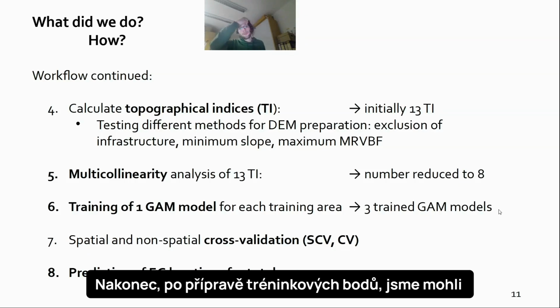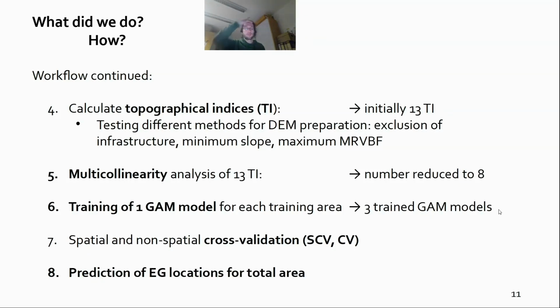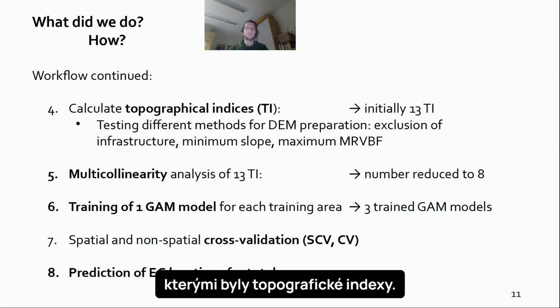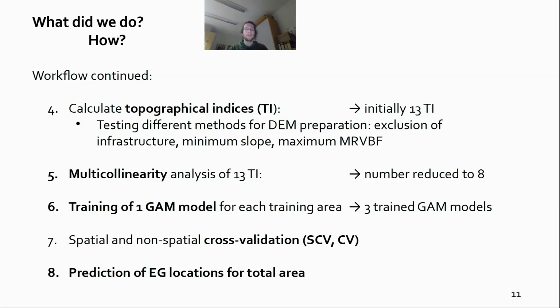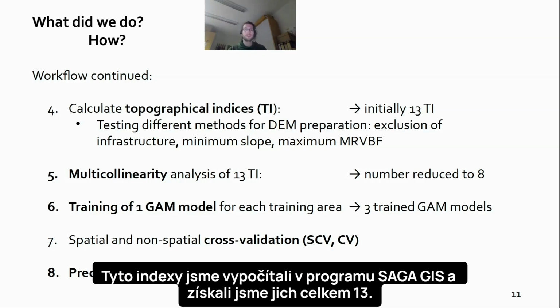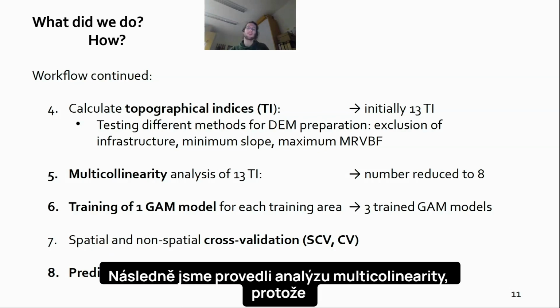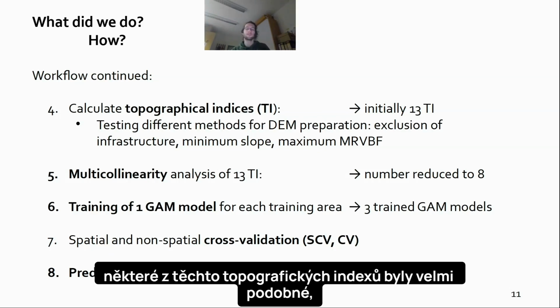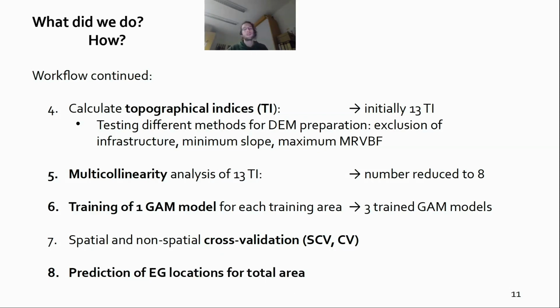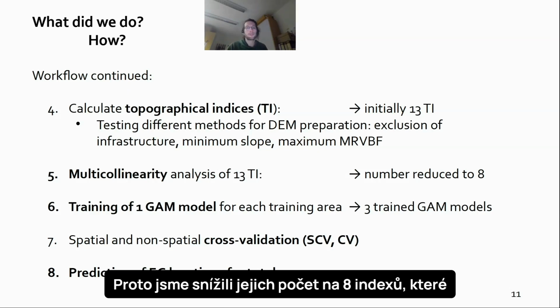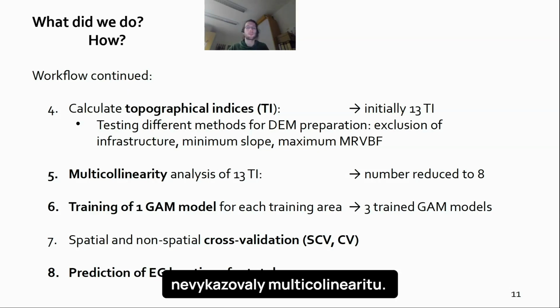So after preparation of the training points, we could move to the actual modeling. So first we calculated our predictors. These were topographical indices. We calculated them in SAGA GIS, and we calculated 13 of them. Then we performed a multicollinearity analysis, because some of these topographical indices are very similar, and this is not very helpful to use in a statistical model. So we reduced their number to the 8 indices that were not multicollinear.